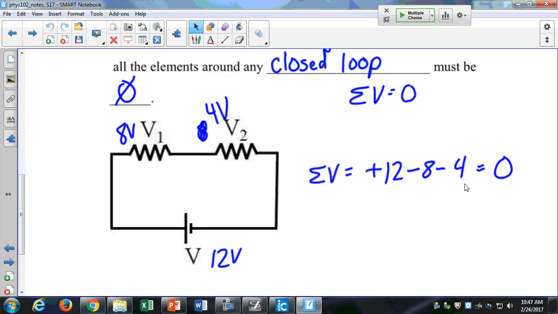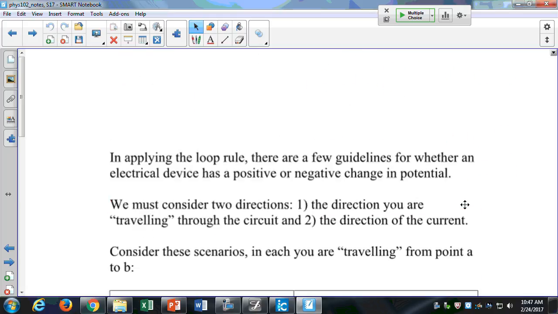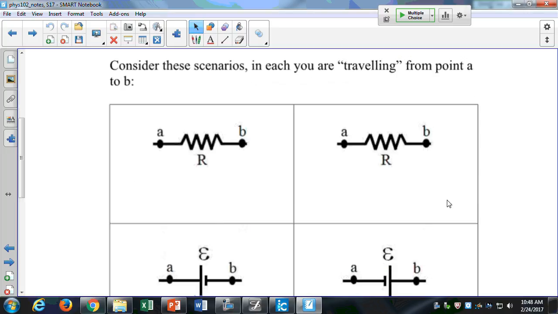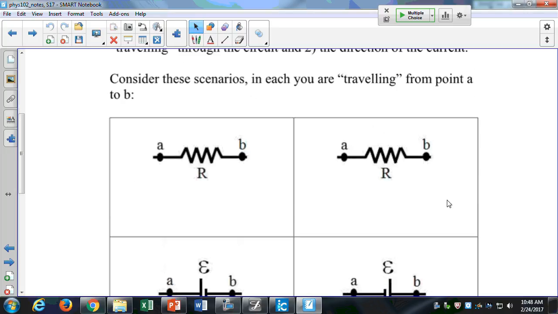Now I want to introduce a couple more little nuances to the loop rule. When we apply the loop rule, it's going to be a little funky at first, and then you'll say, oh, now I get it. But when you apply the loop rule, you have to consider two directions. You consider the direction that the current is flowing, and you pick a direction to go around the circuit. We'll do an example next, but the direction that you're traveling through the circuit, through the elements, we're going, say, from A to B.